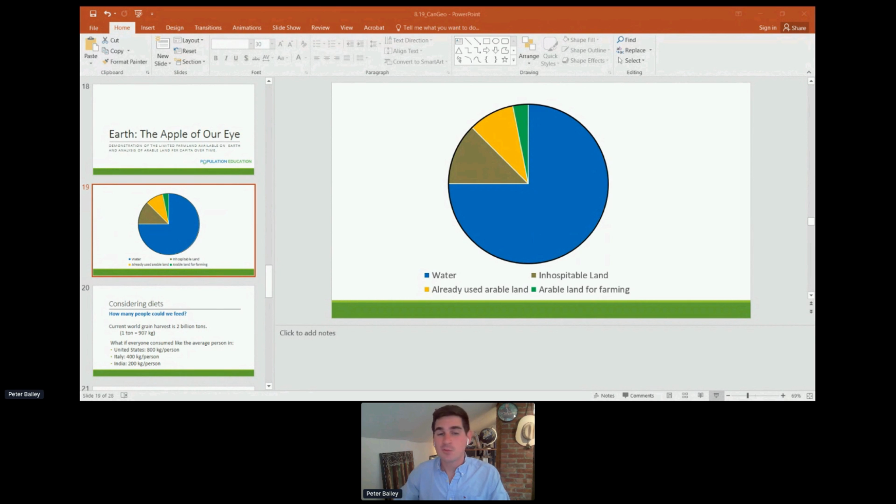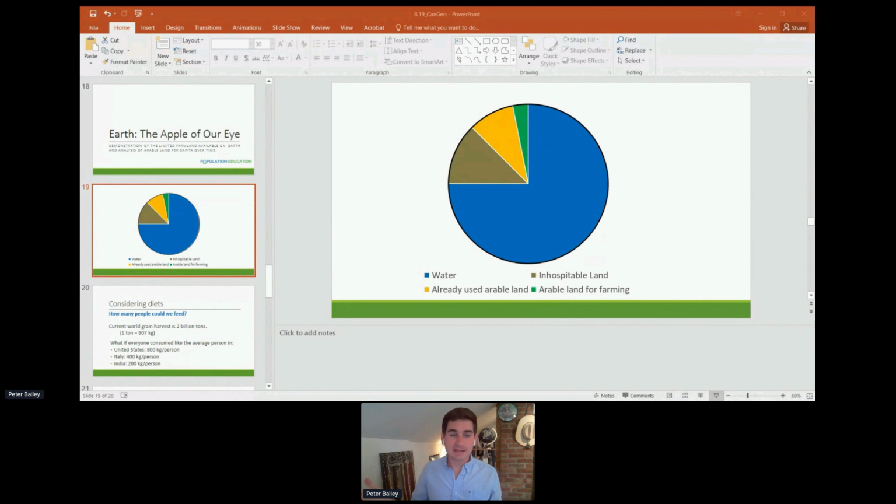In the United States, we eat quite a bit of meat. So that grain needs to not just go to us, but we need to feed all of the cattle and whatnot that we're then consuming after that. The average person in the United States consumes about 800 kilograms of grain. In Italy, this diet makes it about 400 kilograms of grain per person. In India, 200 kilograms of grain per person.